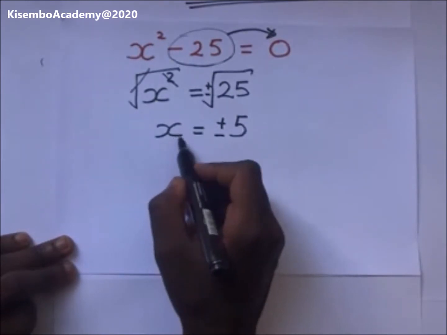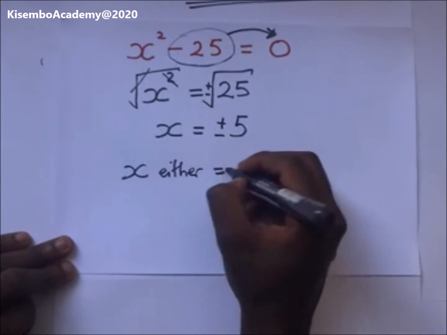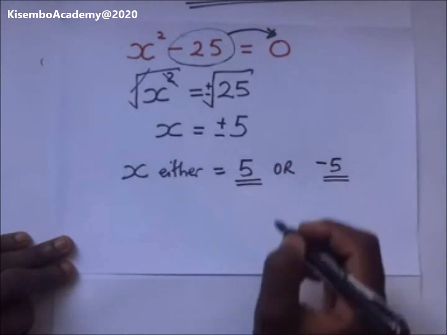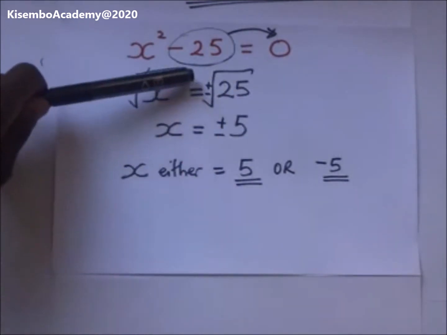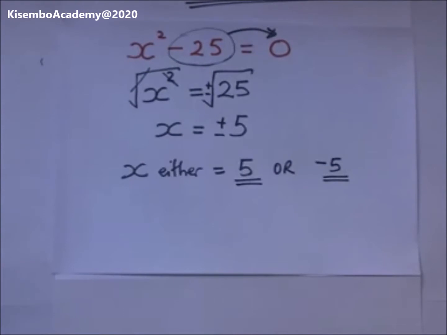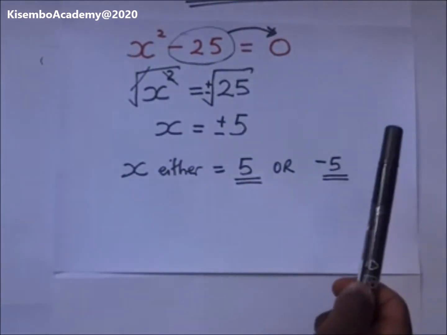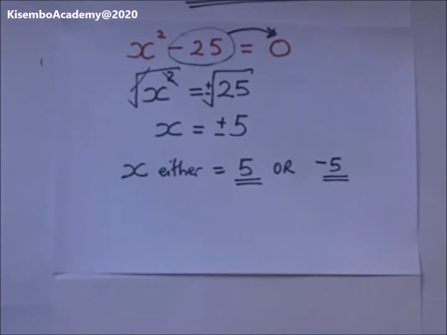So it means x has two values. So x is either equal to 5 or negative 5. As far as the square root property is concerned, we know that the square root of a number is either positive or negative. Why? Because 5 times 5 will give us 25, and negative 5 times negative 5 will still give us positive 25. So the square root of any number is either a negative or a positive. So that's how we solve that.